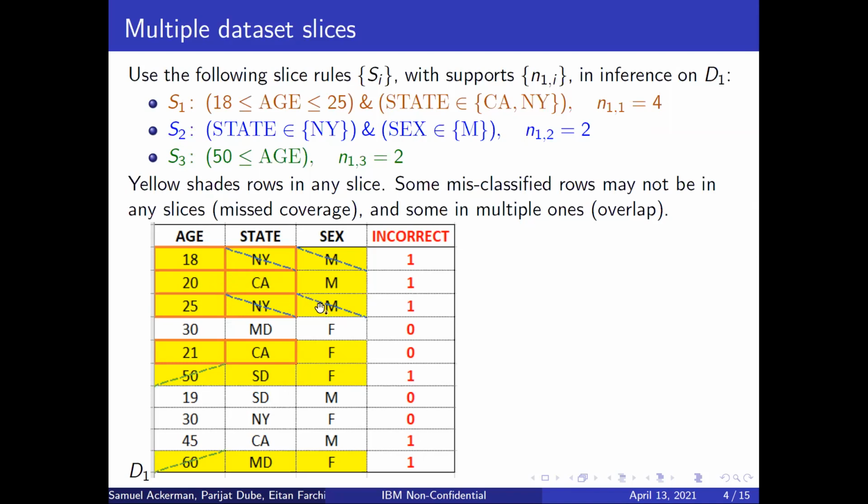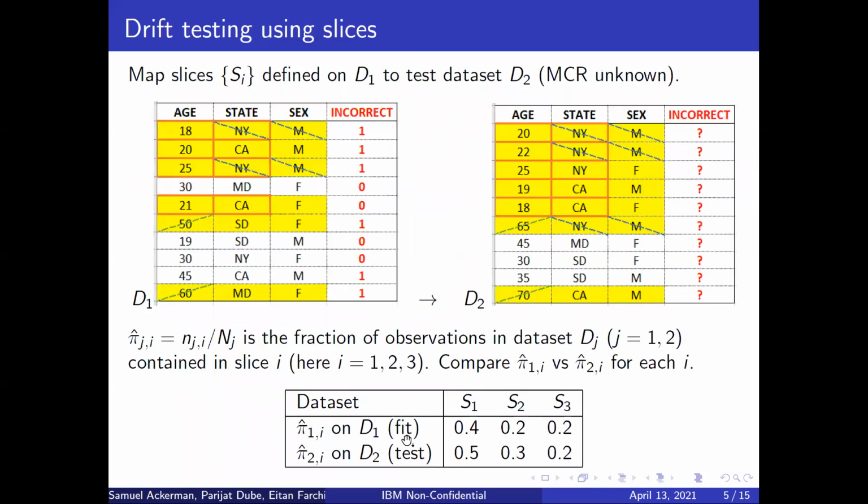The yellow shades any observations that are in any of the slices. So you can have both overlap of observations in slices and also missed coverage, where an observation doesn't belong in any slice, and we want to avoid that, hopefully.